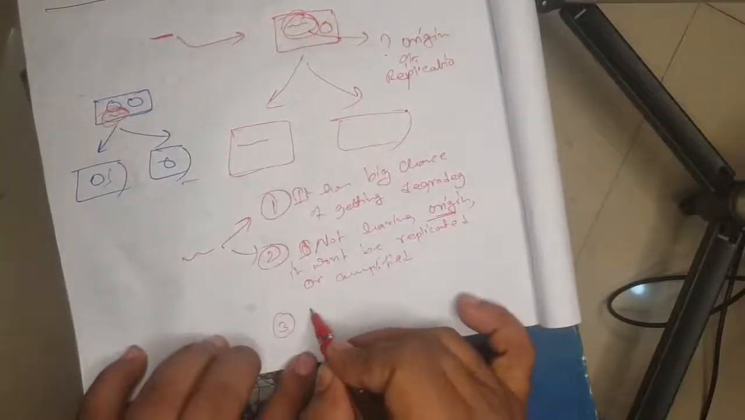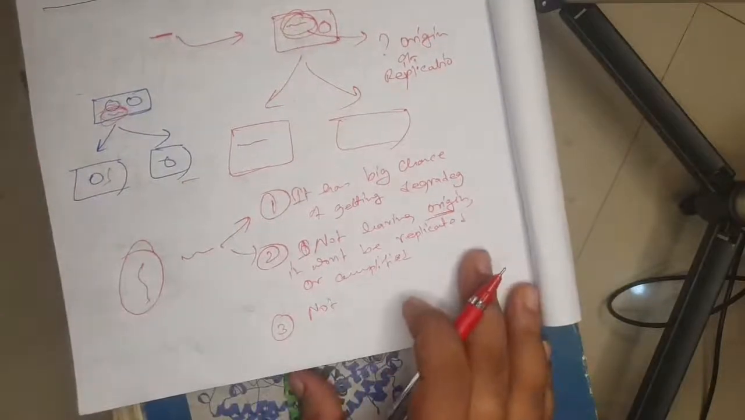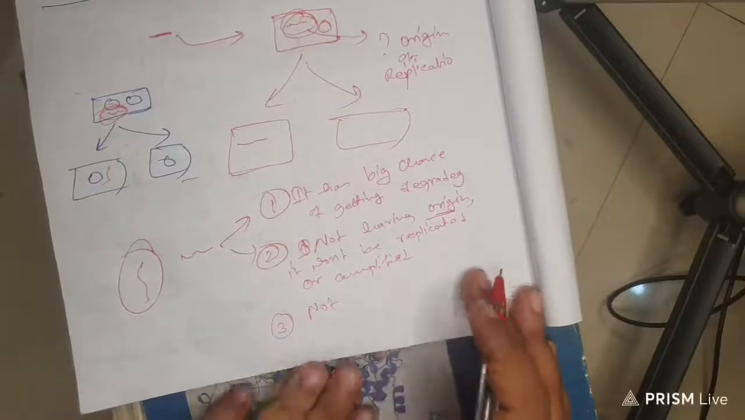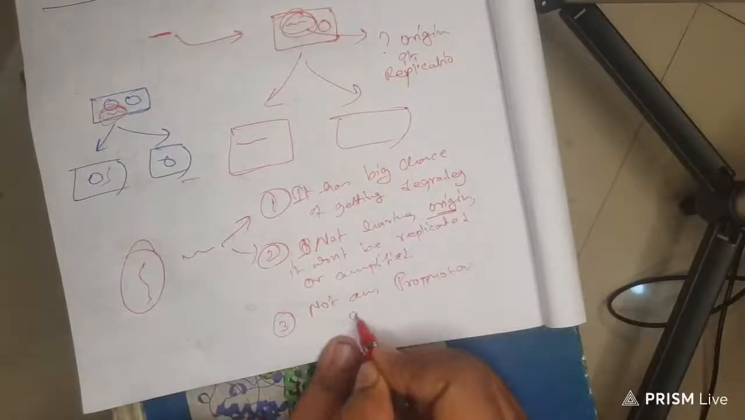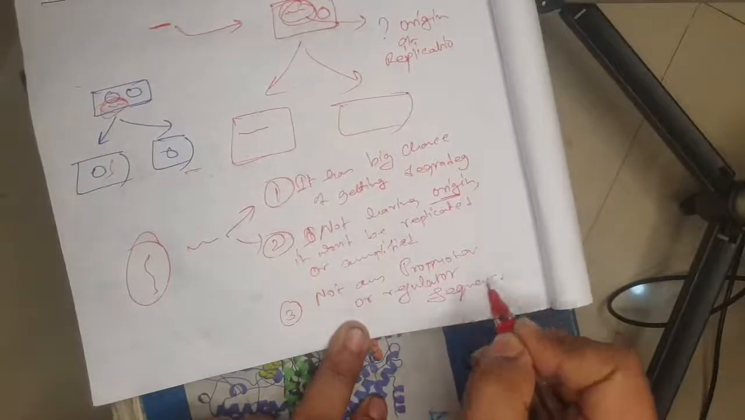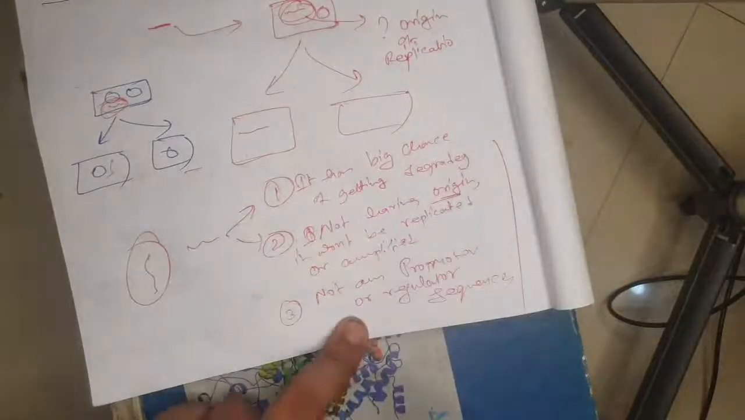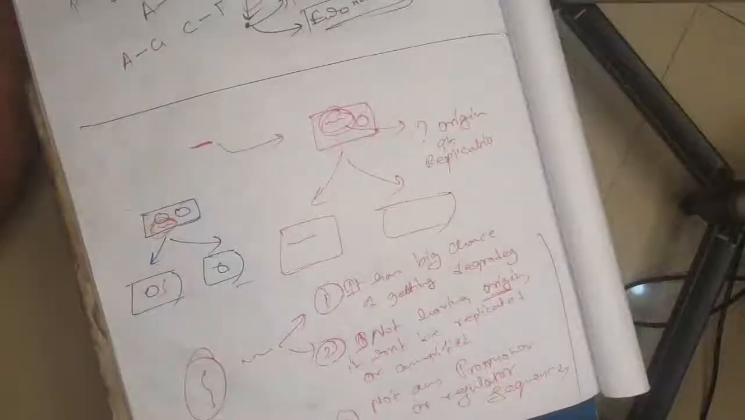And the third thing is that a single gene segment may not have a start codon or stop codon, maybe a promoter, so no promoter or regulatory sequences. So these are the three problems, which won't allow us to just take the target DNA and insert it. That cannot be done. That is the first thing that you have to understand.